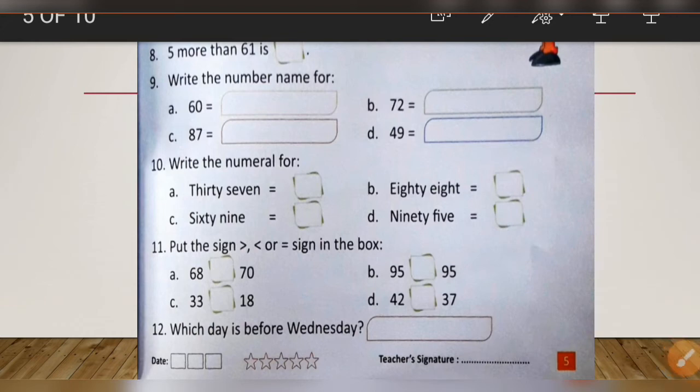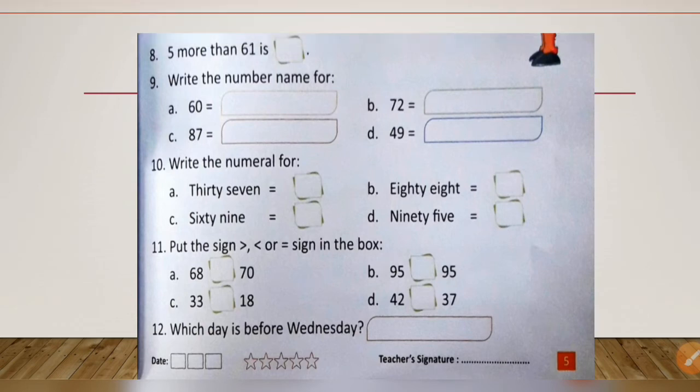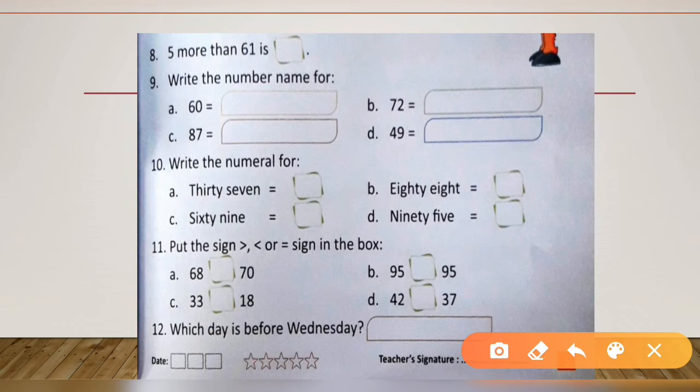Complete this in your copy, or you can do this in your math book also. Which day is before Wednesday? Before Wednesday. Sunday, Monday, Tuesday, Wednesday. So Tuesday comes before Wednesday. Tuesday.